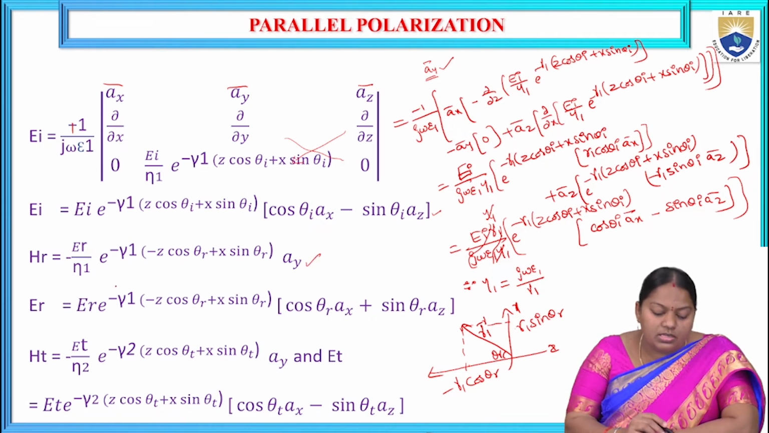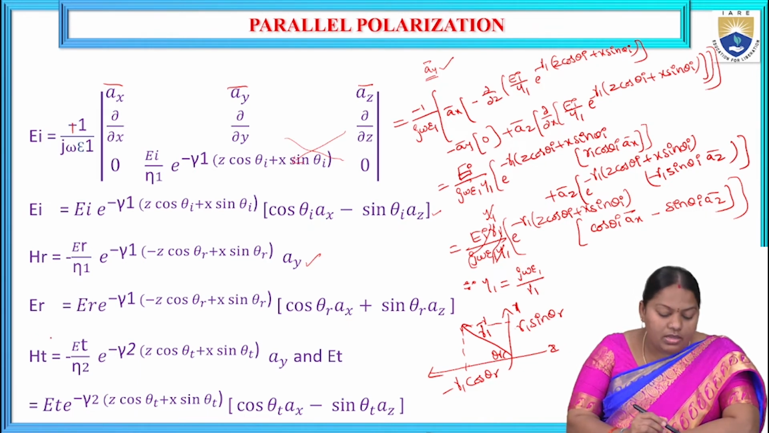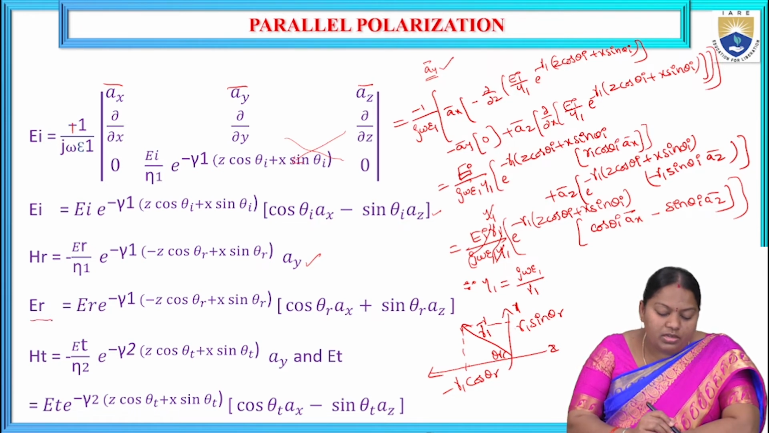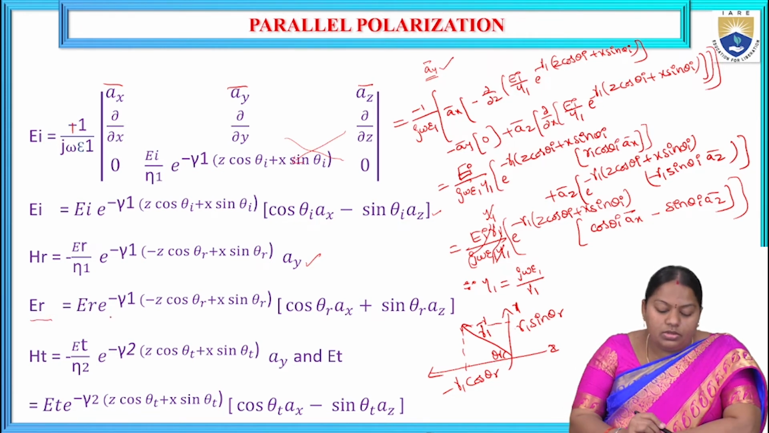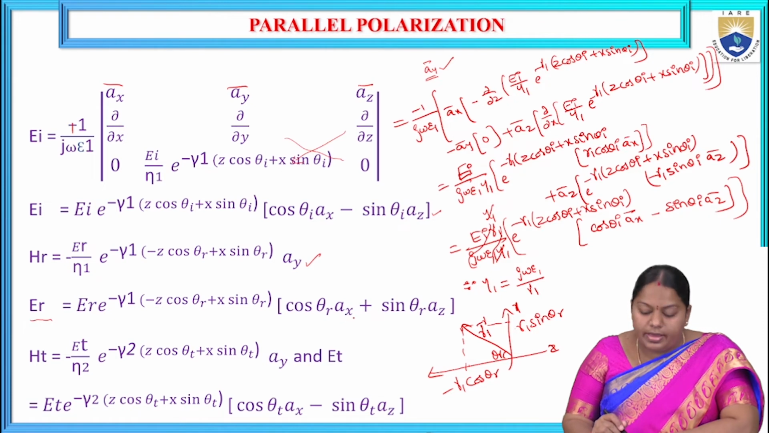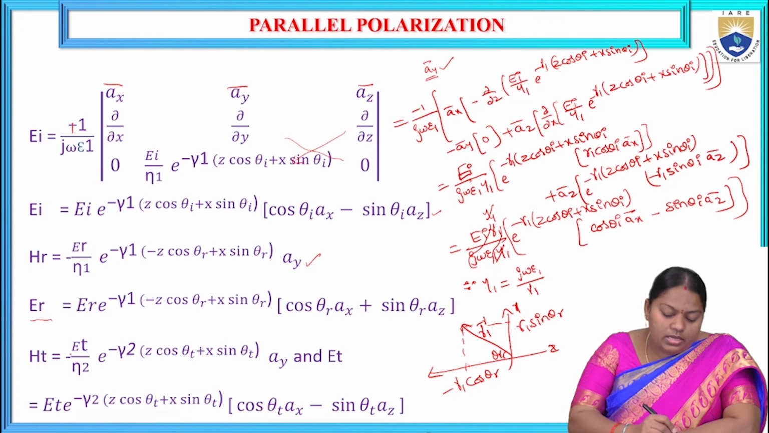Okay. Now from this, in order to write ER, means electric field intensity vector for the reflected wave, how have we evaluated that? According to the Ampere circuit law for the time varying fields, one of the Maxwell's equations, upon expanding the determinant form, we are going to have the reflected wave field strength ER equal to ER into e power minus gamma 1 minus z cos theta r plus x sine theta r into cos theta r ax plus sine theta r az. Right?